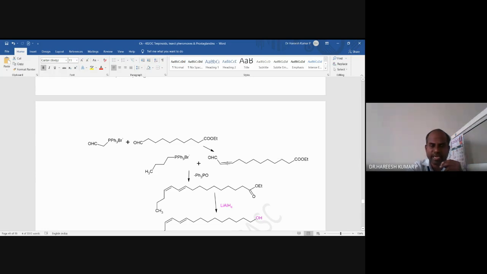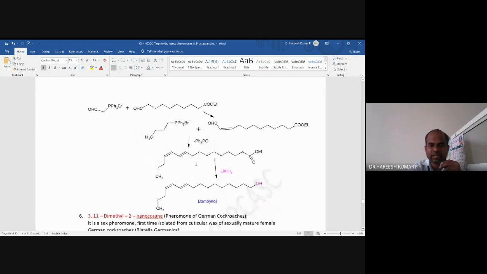This alkene was again treated with the butyl halide, this is the butyl halide. Then again a Wittig reaction, giving rise to a carboxylate. This carboxylate on reduction with lithium aluminum hydride, you will end up with the Bombykol. So just in 2 or 3 steps, a stereoselective synthesis of Bombykol is achieved.